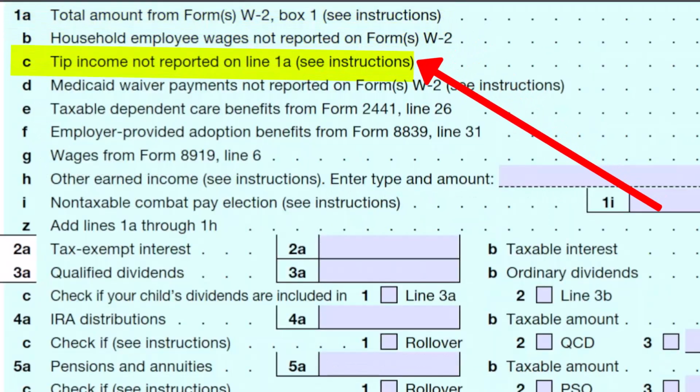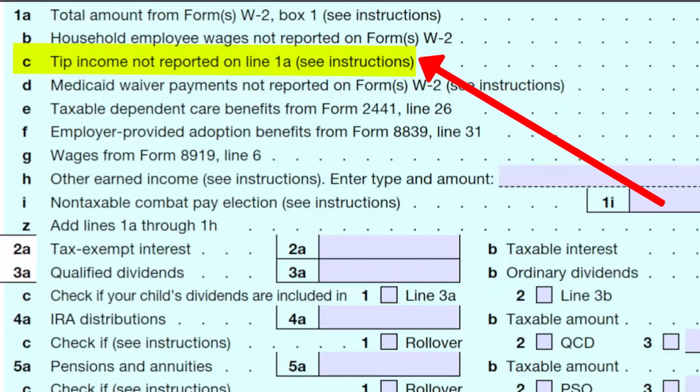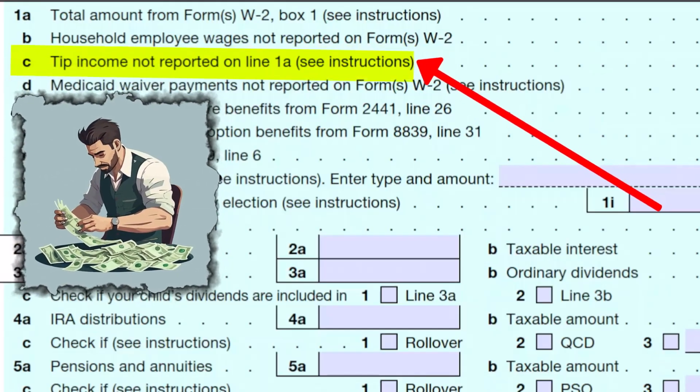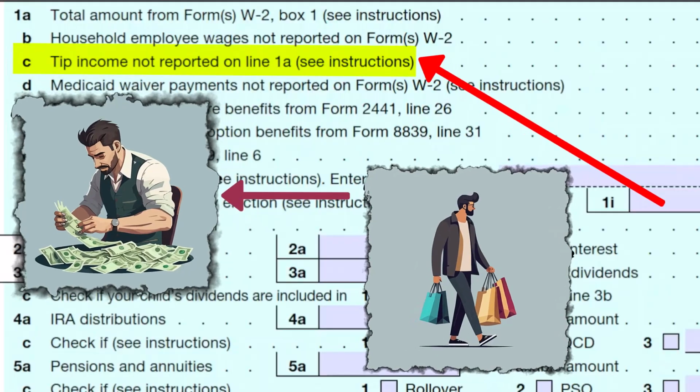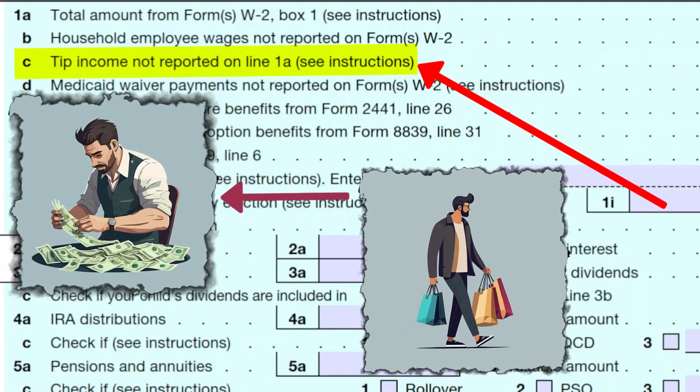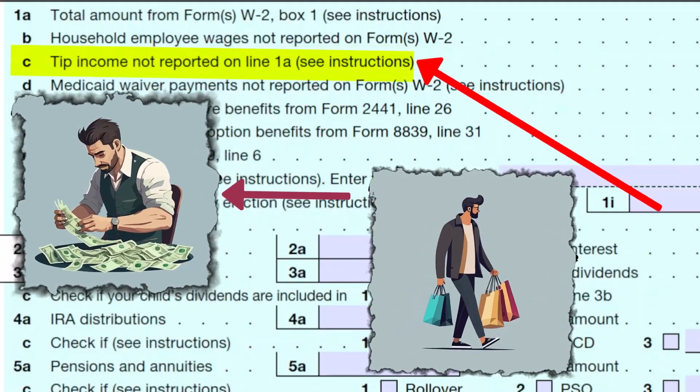Let's start with line 1C, which is used to report tip income that you did not report to your employer. This is common in service industries where cash tips are received directly from customers. For example, if a restaurant server receives $500 in cash tips and does not record them through the payroll system, that amount belongs on this line.